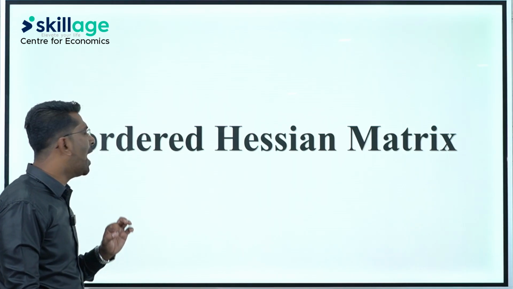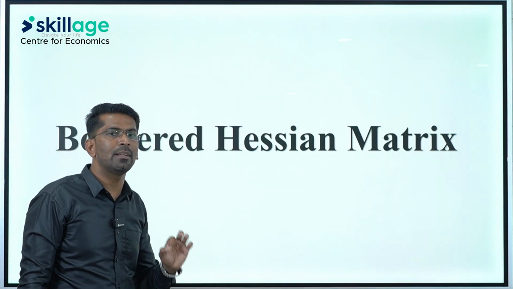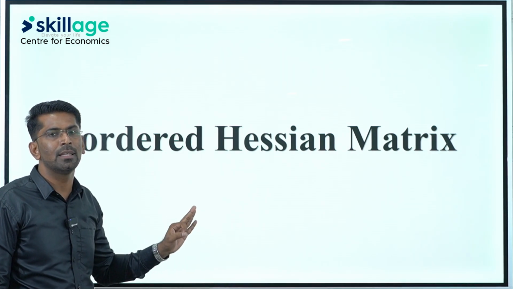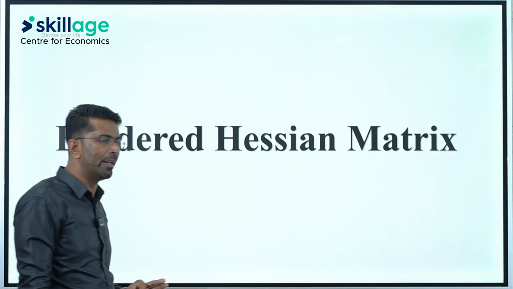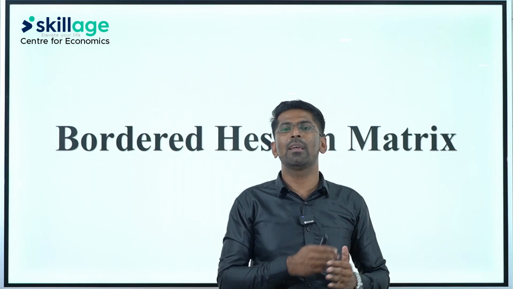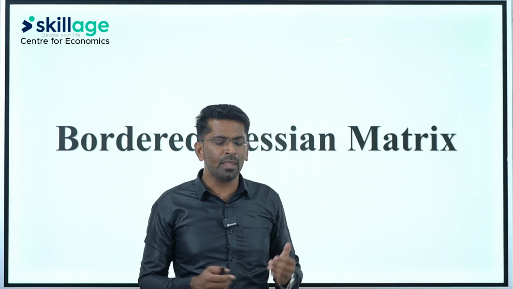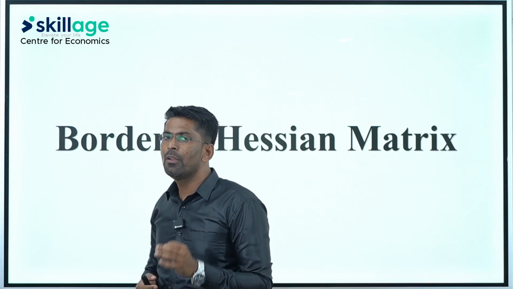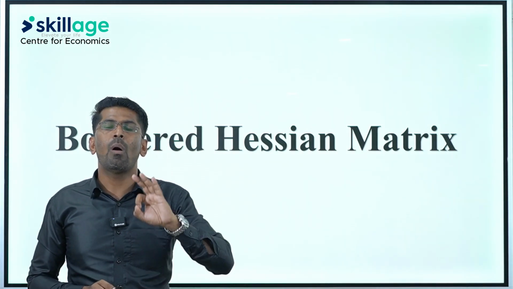Now we have another concept related to the special matrix. Here it is the bordered Hessian matrix. In the case of a bordered Hessian matrix, it is a little bit different from the Hessian and higher order Hessian matrix. How? In the case of a Hessian matrix and higher order Hessian matrix, we said that we are optimizing a given function without constraint.